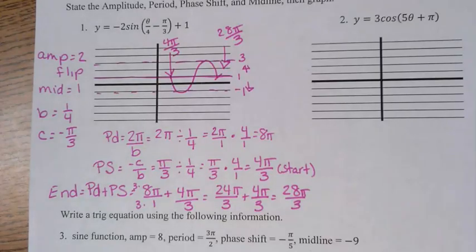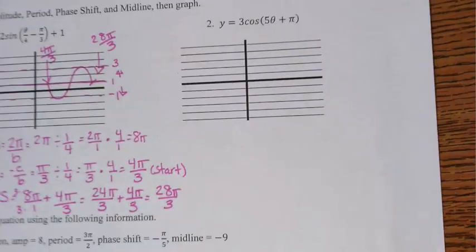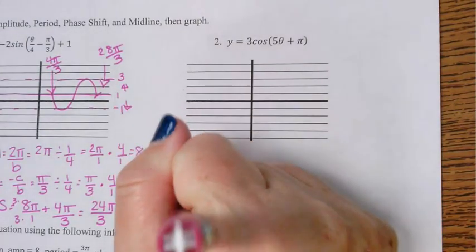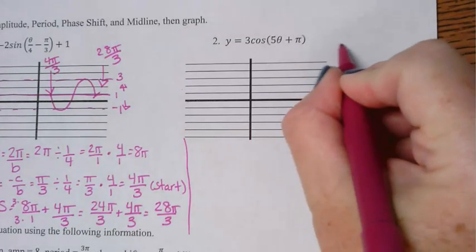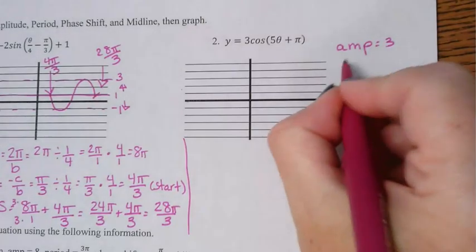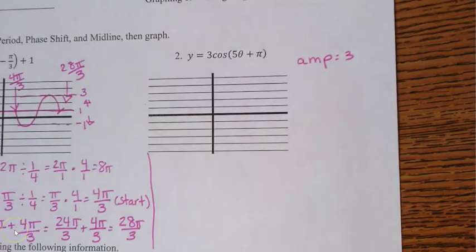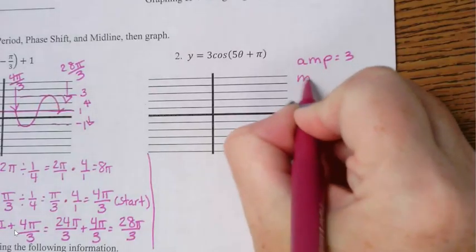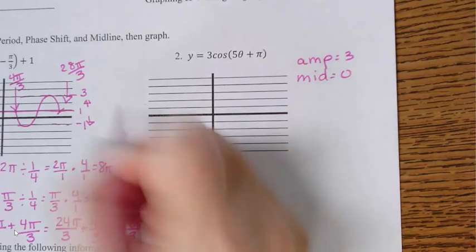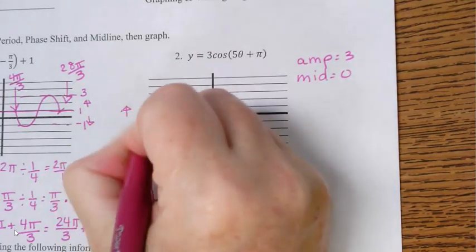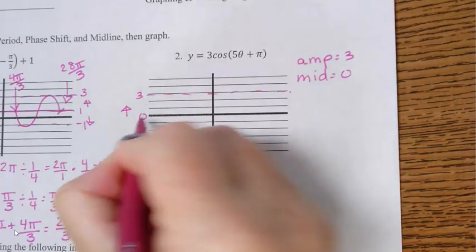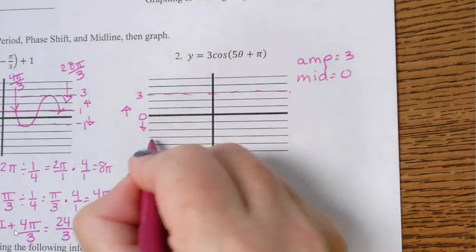Okay. So let's try this over here. Okay, my amplitude is 3. Okay, there you go. My midline, there's nothing being added here, so midline is 0. Okay, so we're here at 0. I'm going to go up 3 to 3 to 3. And again, this is just going to help me find it. And down 3. 1, 2, 3.